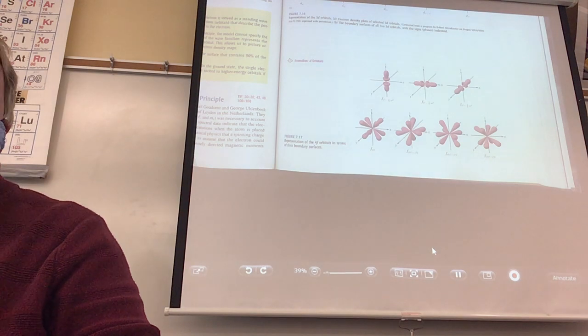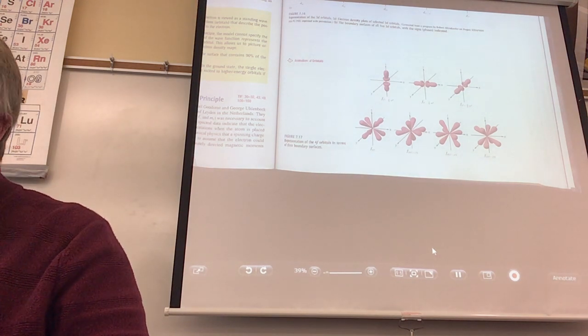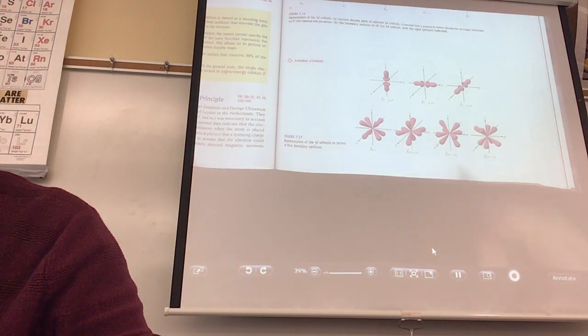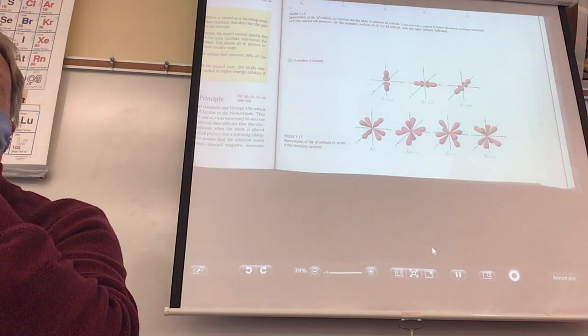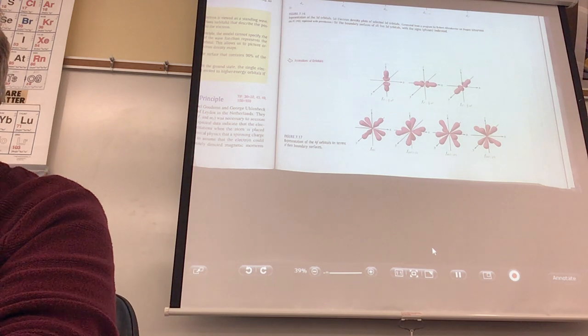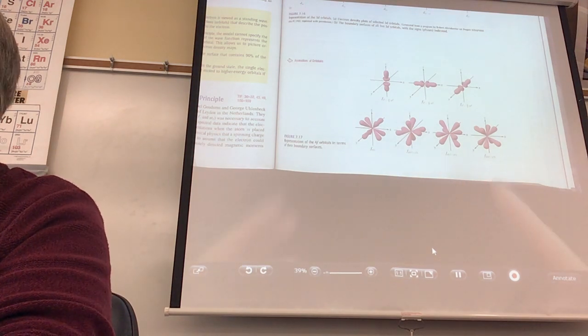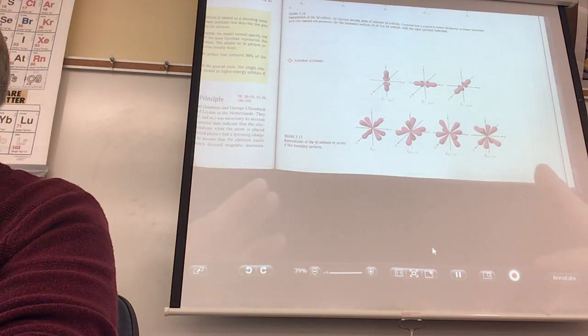Wow, look at those weird probability maps. That's weird. Look at, what is that? Maybe one day you can ask God that, okay? Because I don't know. But all we know is that d orbitals are different than p orbitals or s orbitals.